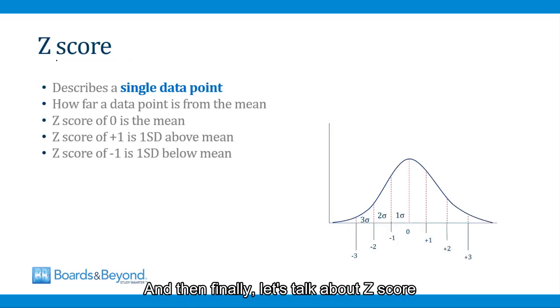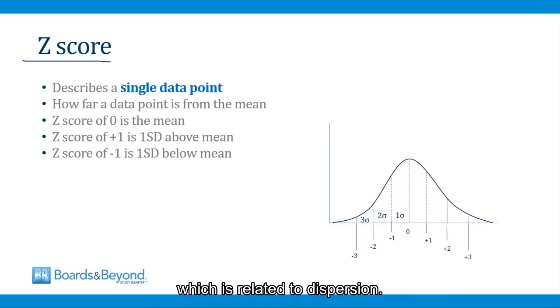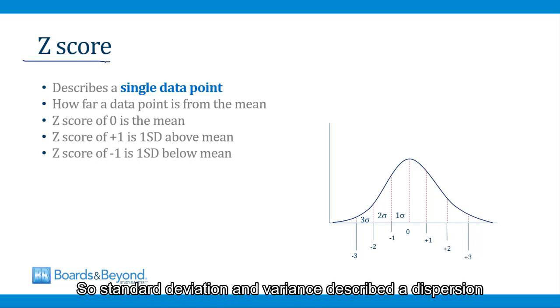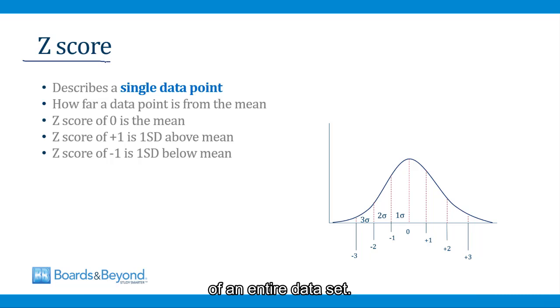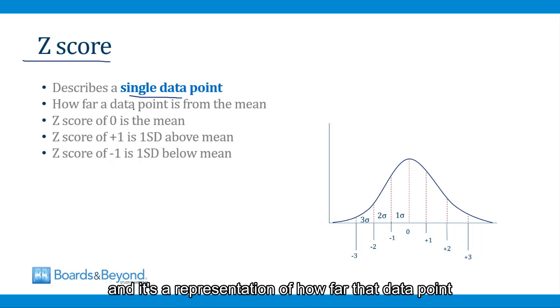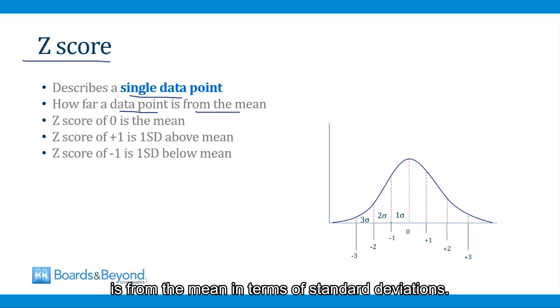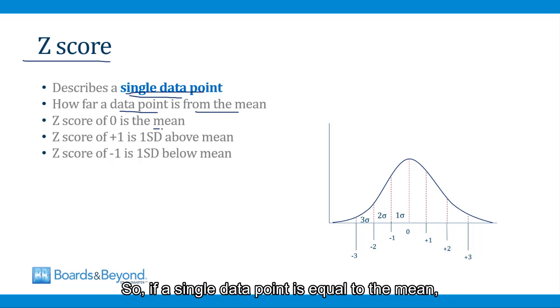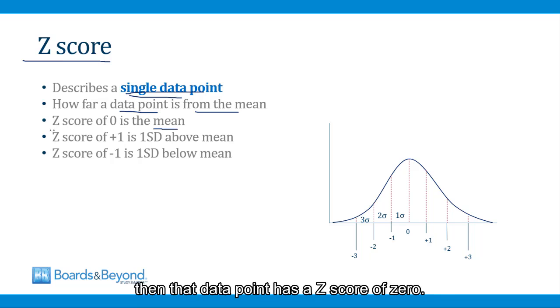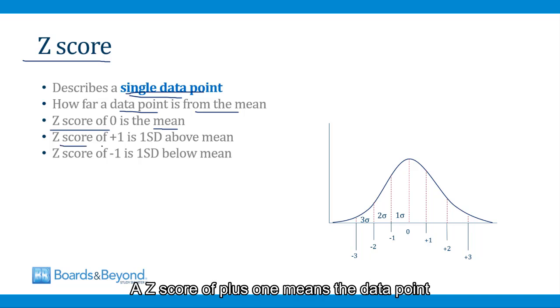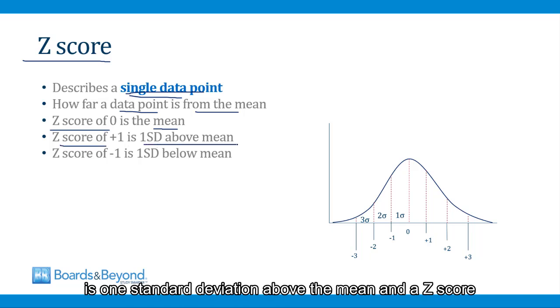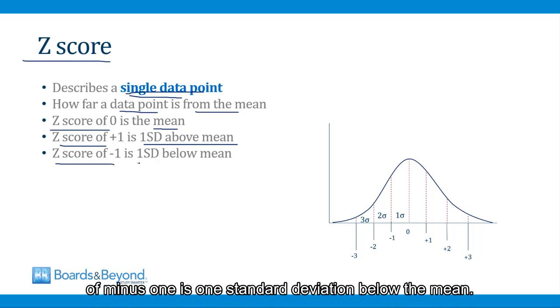And then finally, let's talk about z-score, which is related to dispersion. So standard deviation and variance describe the dispersion of an entire data set. The z-score describes a single data point, and it's a representation of how far that data point is from the mean in terms of standard deviations. So if a single data point is equal to the mean, then that data point has a z-score of 0. A z-score of +1 means the data point is 1 standard deviation above the mean, and a z-score of -1 is 1 standard deviation below the mean.